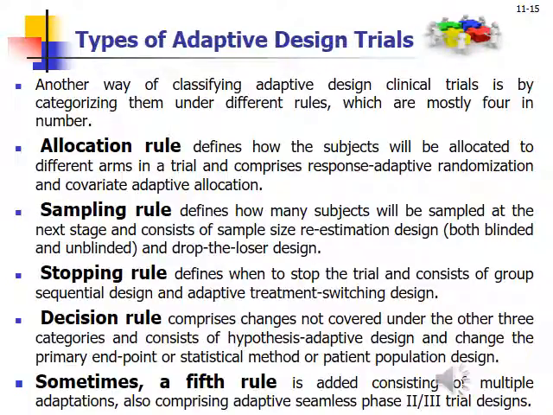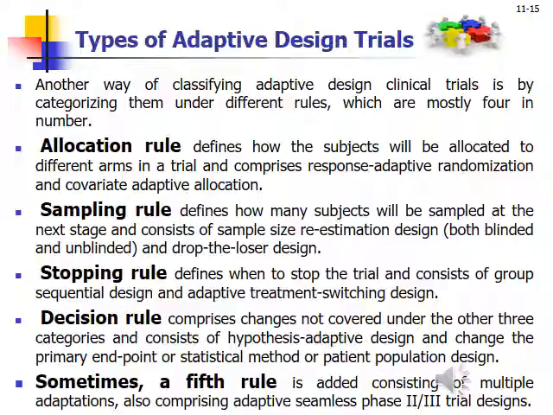Types of adaptive design trials. Another way of classifying adaptive design clinical trials is by categorizing them under different rules, which are mostly 4 in number. Allocation rule defines how the subjects will be allocated to different arms in a trial and comprises response adaptive randomization and covariate adaptive allocation. Sampling rule defines how many subjects will be sampled at the next stage and consists of sample size re-estimation design, both blinded and unblinded, and drop the loser design.